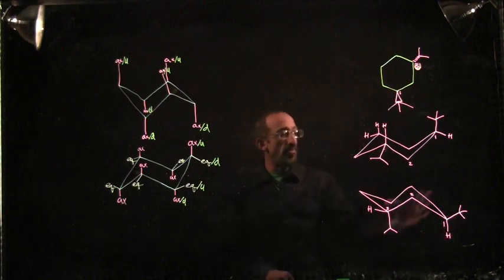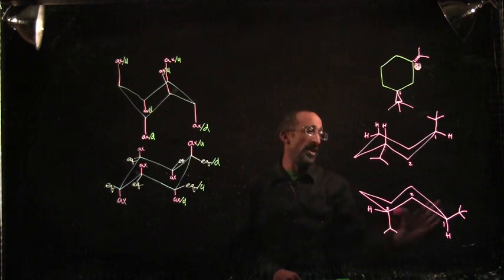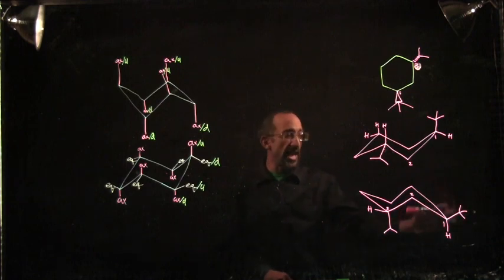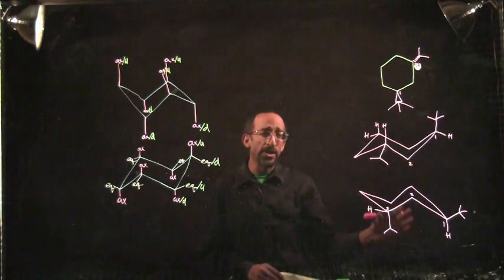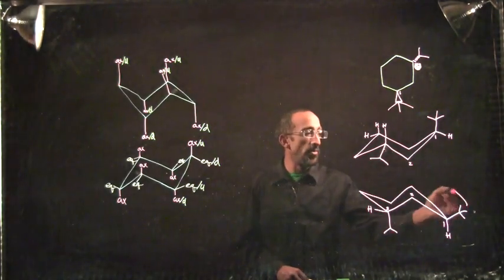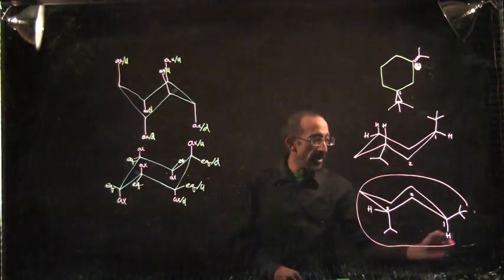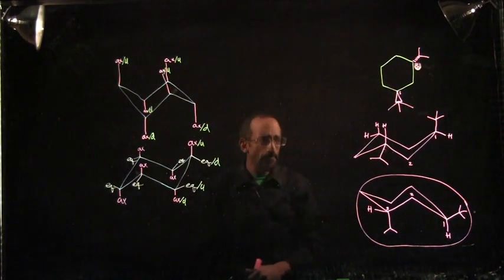Here now we've placed the bulkier of the two groups in an equatorial position. And again, we always want the bulkiest group in the equatorial position. This would be the more stable conformer.